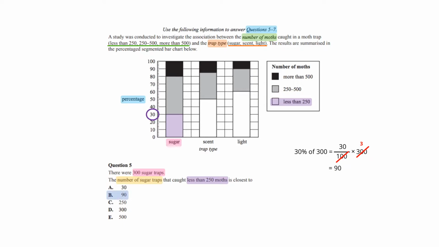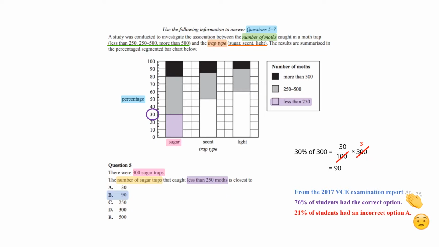From the 2017 VCAA examination report, 76% of students had the correct option, with 21% of students choosing the incorrect option A, and this was because they incorrectly assumed 30 traps instead of 30%.